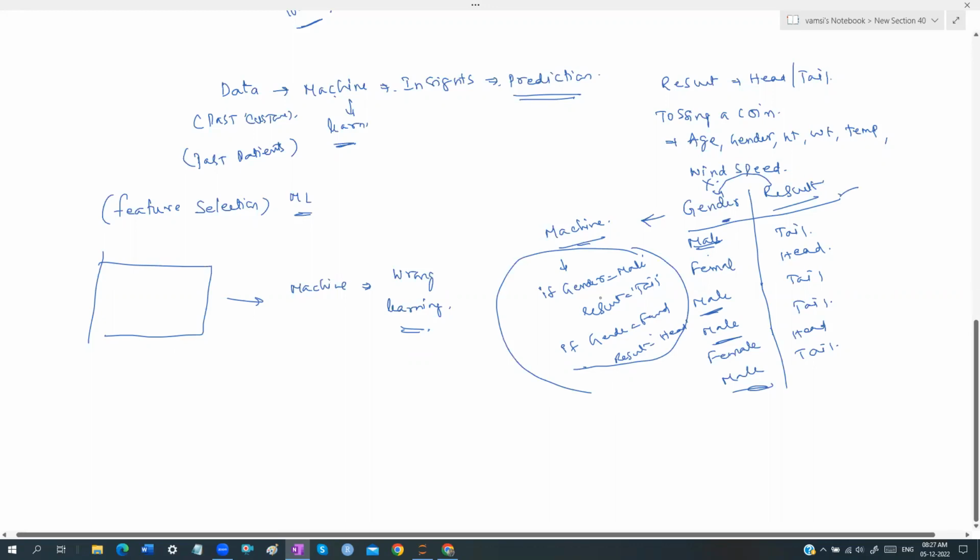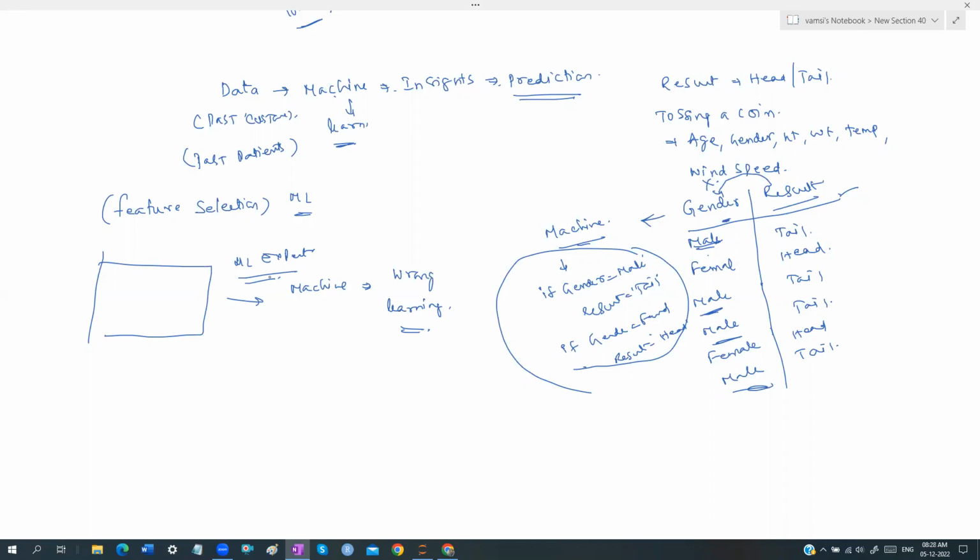So that's why in between this particular machine and the data, there will be one ML expert. Whatever skills the ML expert is going to require, there are some skills that are going to be required, guys. Data every time will not be appropriate data. Sometimes there is going to be missing data or some irrelevant data will come.